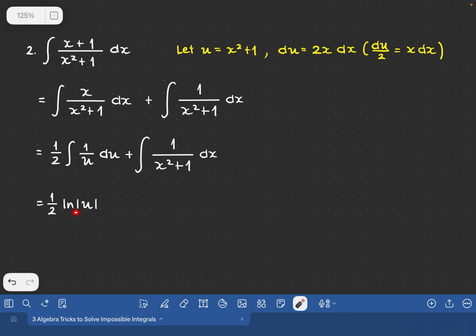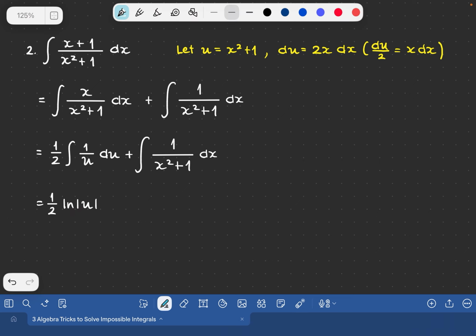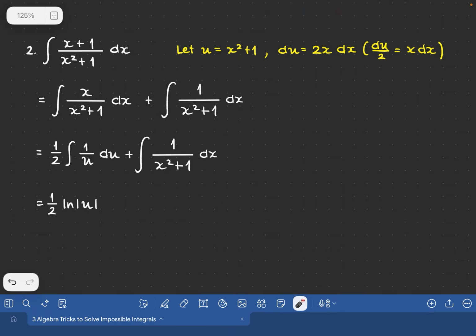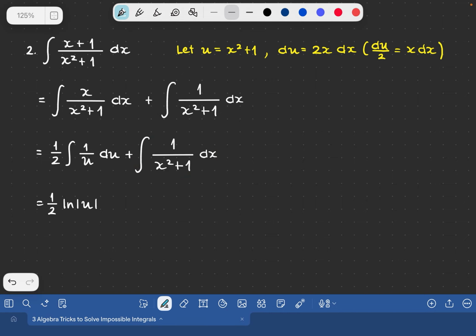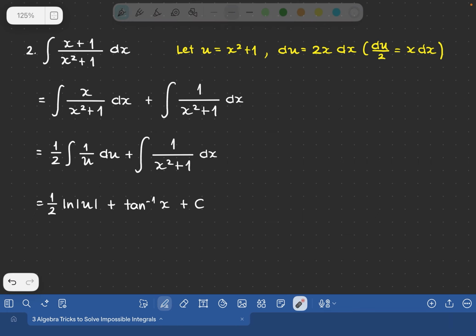The absolute value here, you can remove it if you want. I'm not really particular with it. It's fine with me if it's just parentheses, but I'm sticking to the formula that I know. And then for this one, take note that this is just simply arctan, or tangent inverse of x. This is a known formula. Basically, if you know the derivative of tan inverse, it's just this one.